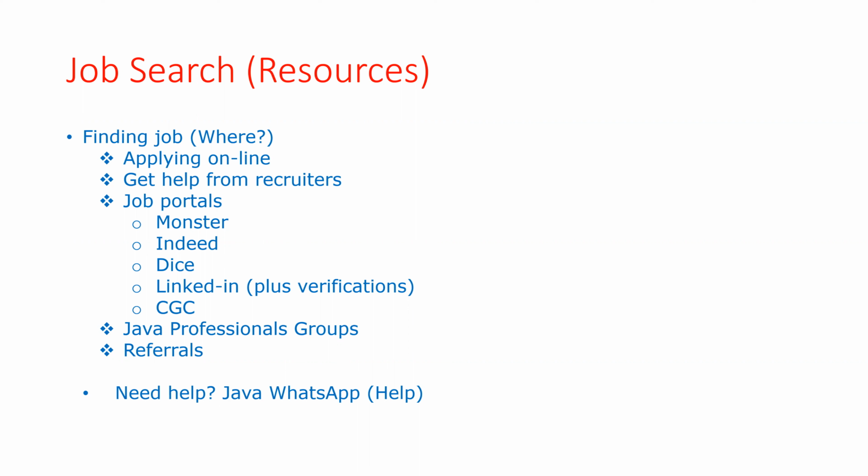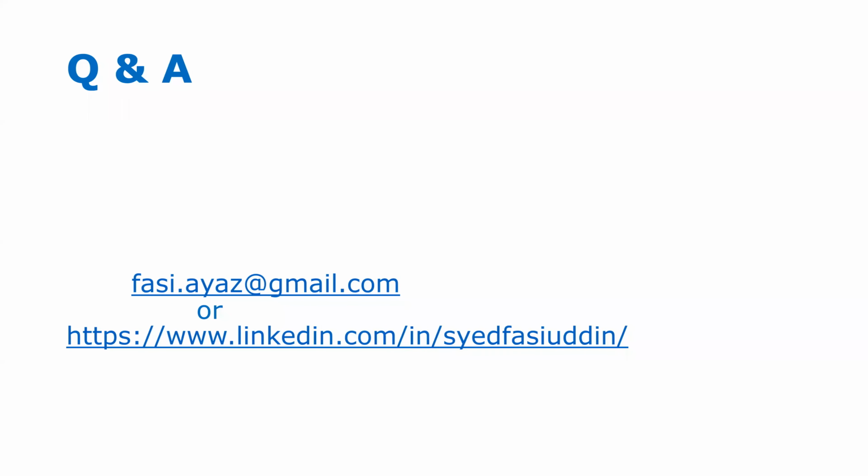There may be many Java professionals groups, and within CGC you can get some referrals. There are some CGC volunteers working in companies that need a Java developer, automation tester, or Hadoop job, any of the jobs I listed in my previous slides. If people are working in those jobs, they can refer you. So referrals are going to work better. And finally, if you need any help, you can come to the WhatsApp groups of CGC and ask. Otherwise, you can directly shoot me an email. That's my email address.